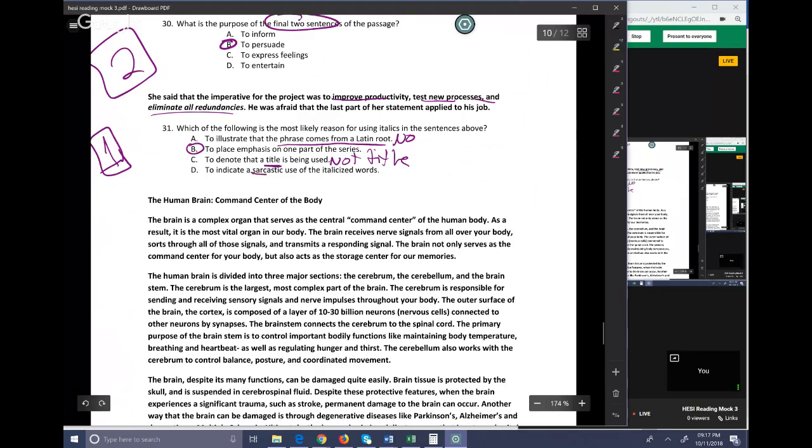To indicate a sarcastic use of italicized words, initially you might think maybe, but they're not being sarcastic. They're seriously saying we want to eliminate redundancy. So it's not sarcastic. So, to place an emphasis on one part of the series: they mentioned 3 things they want to do. They're trying to say that the most important of the 3 is the third one that they mentioned, which is eliminating redundancy.